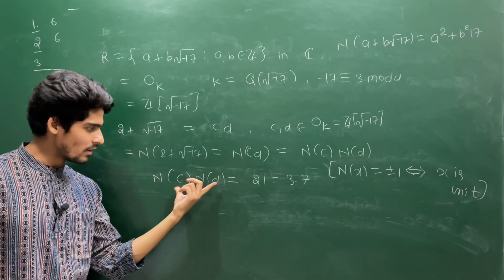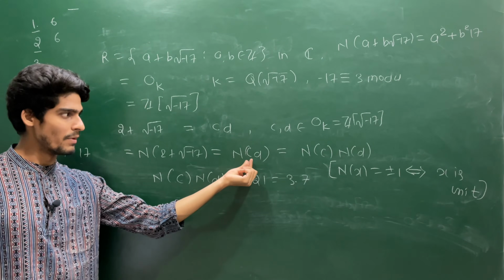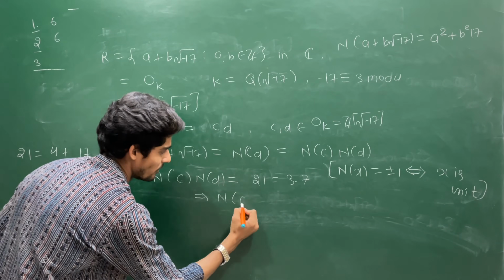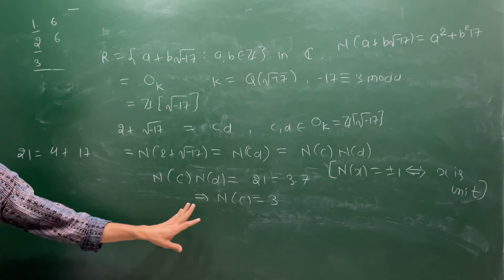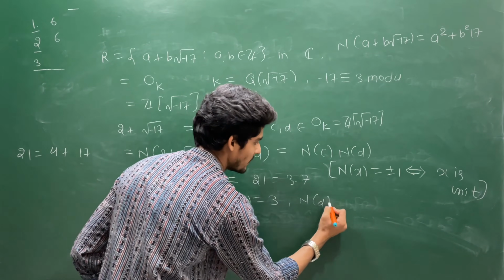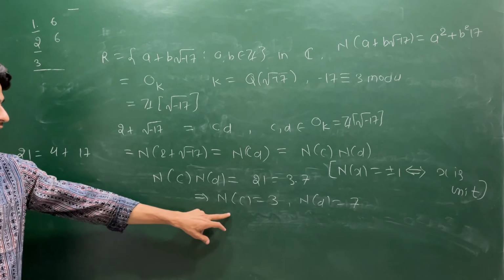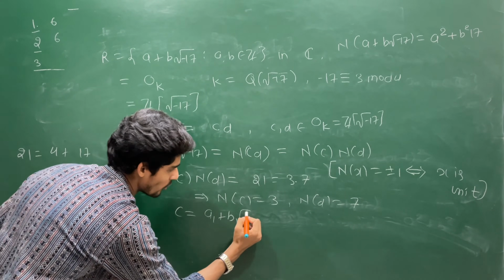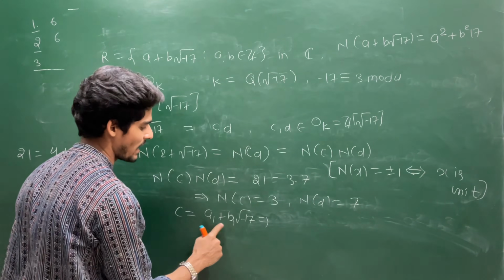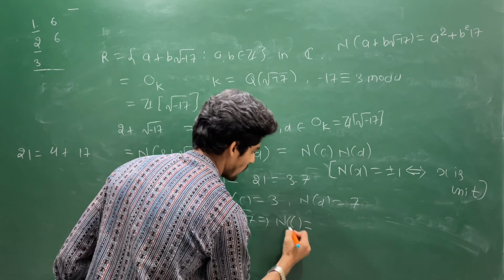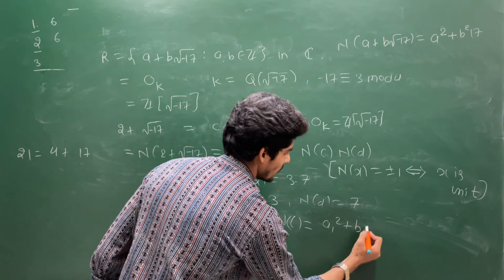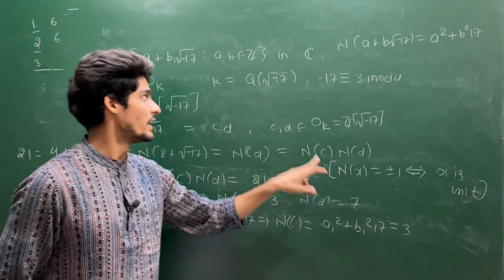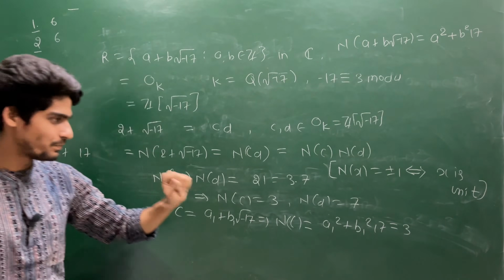So one of the elements among C and D will have norm 3. So I can say norm of C is 3 for a non-trivial factorization, and norm of D is 7. But how does this C look? I can say C is A1 plus B1 square root of minus 17. So norm of C will be A1 square plus 17 B1 square equals 3, where A1 and B1 are integers because it is coming from this ring structure.